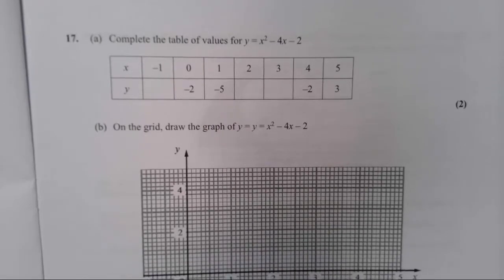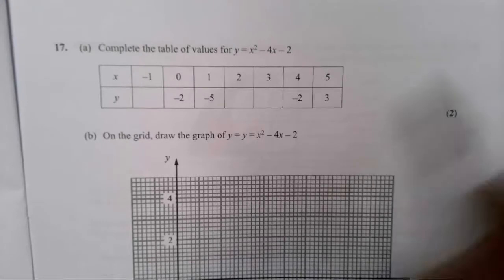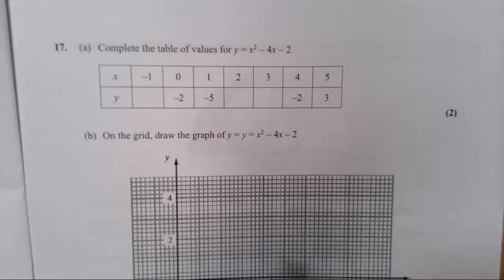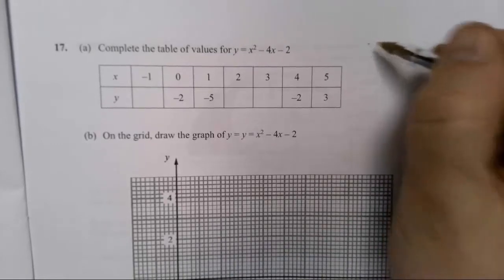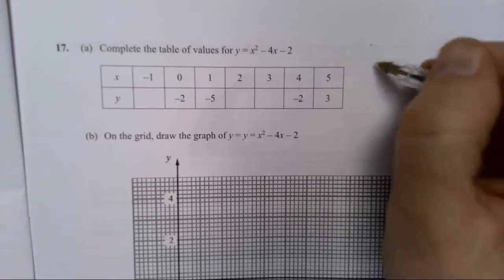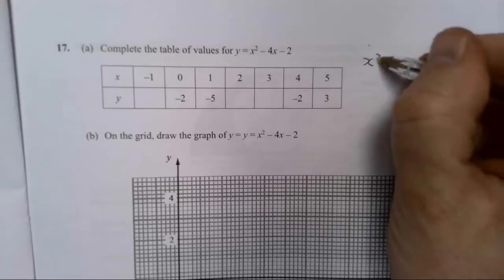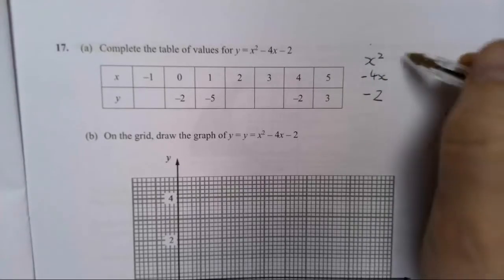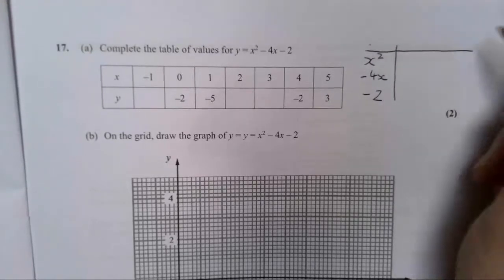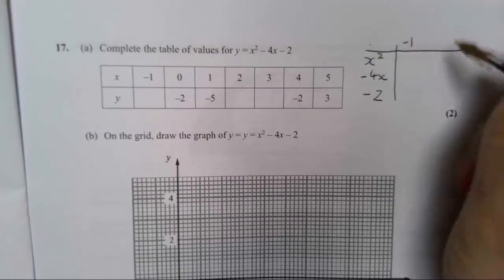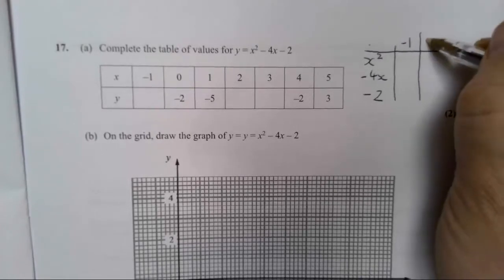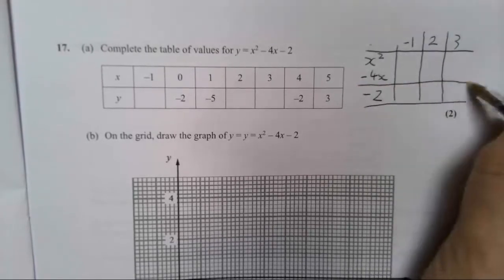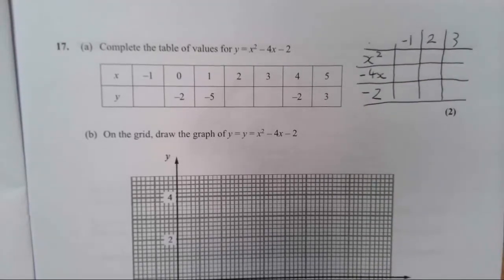Now, in order to not make mistakes, you can set out a little grid for yourself and break this down into its component parts, into its individual parts. So if I think about x squared, I've got the x squared bit, I've got the minus 4x bit, and I've got the take away 2 bit. And then I'm going to do that for the values that I need to work with. So I need to do minus 1, I need to do 2, and I need to do 3. And if I just break it down like this, it's going to make it easier for me to avoid mistakes.